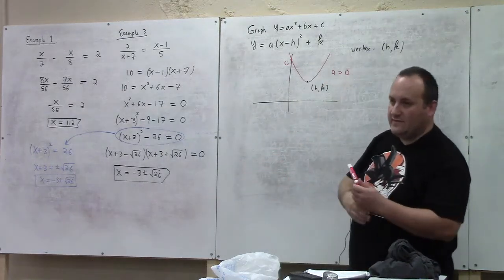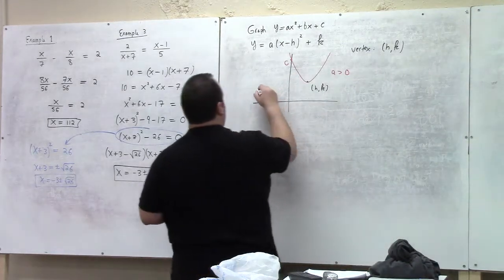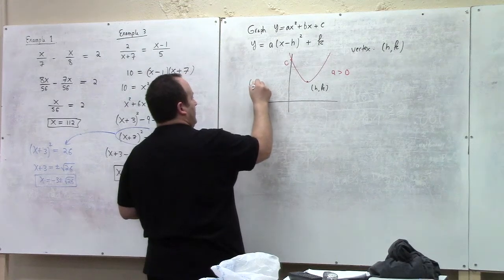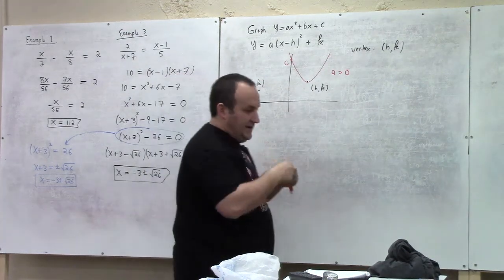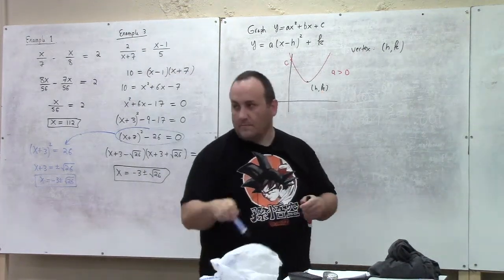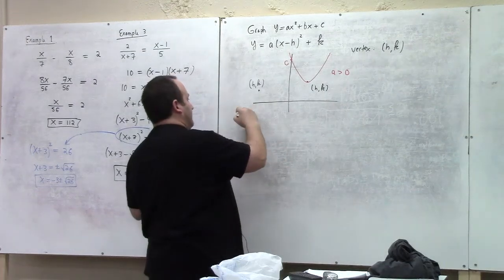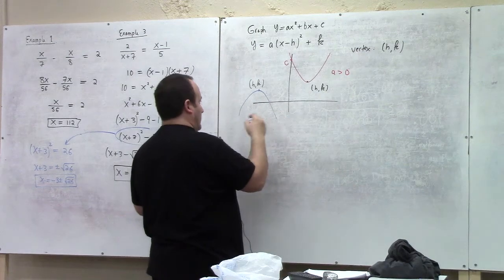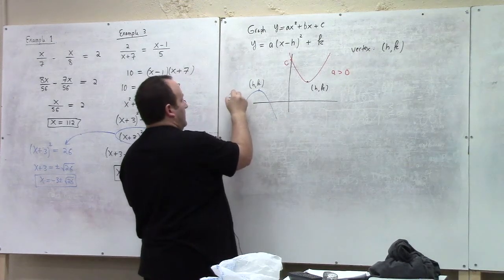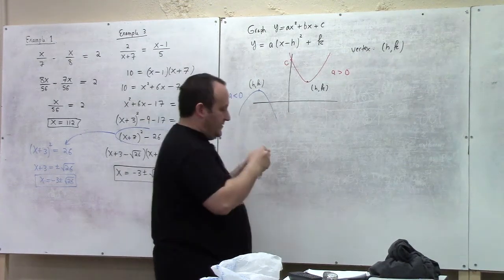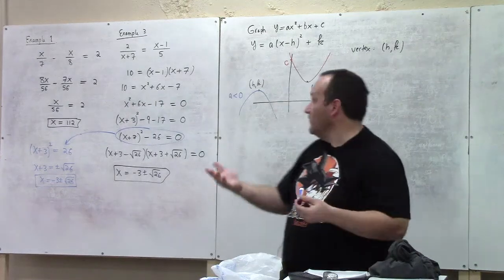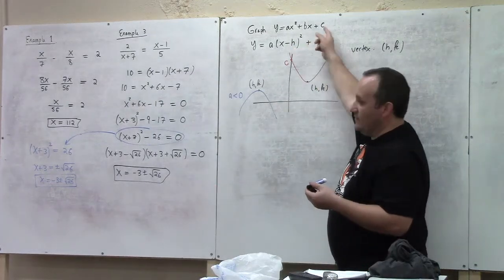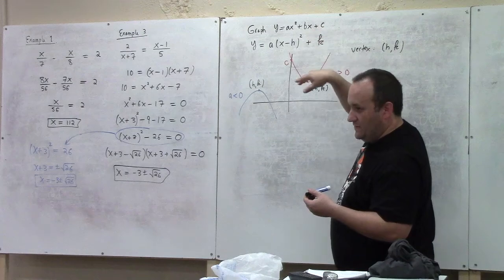If your vertex instead was over here, and your a was negative, it would open down, right? And these are different parabolas. If we look at y equals this quadratic, it's a parabola that opens up or it opens down.